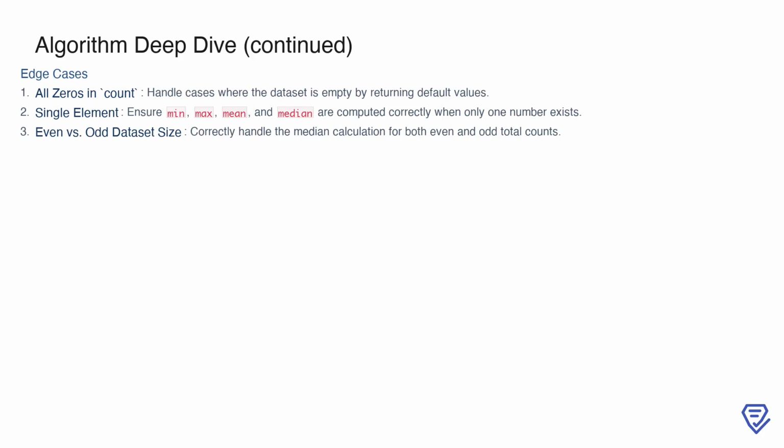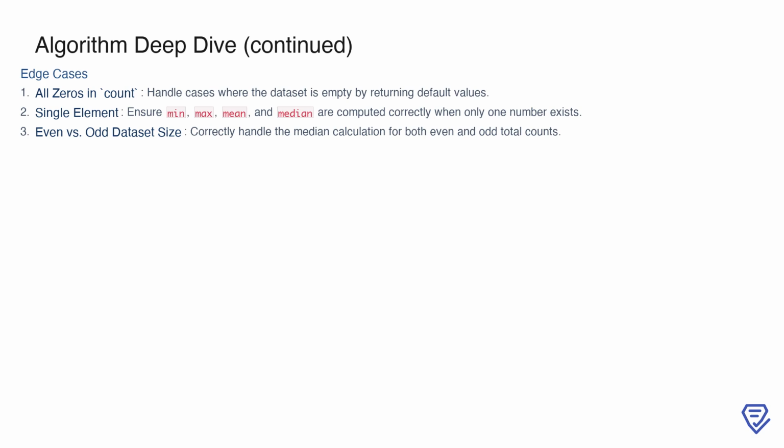Finally, it's important to consider edge cases to ensure the algorithm handles all possible inputs robustly. For instance, if the count array contains only zeros, this indicates an empty dataset. In such cases, the algorithm should return default values for all statistics. For a dataset with only a single element, the min, max, mean, and median should all equal that element, and the mode should also reflect it.